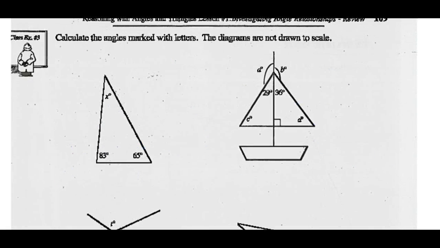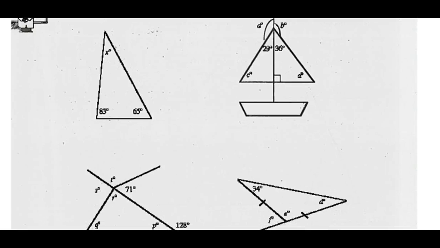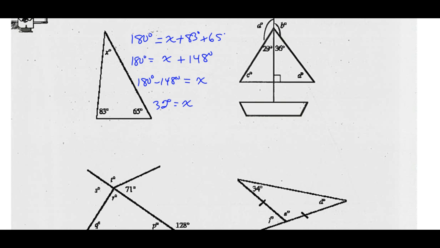So calculate the angles marked with the letters. The diagrams are not drawn to scale. So here I've got 2 angles inside a triangle. I know the sum of the angles in the triangle is 180 degrees, so that should be x plus 83 plus 65. So 83 plus 65 is 148 degrees. I now subtract 148 degrees from both sides of this equation, and I get x. So 180 minus 148 is 32 degrees. All right.